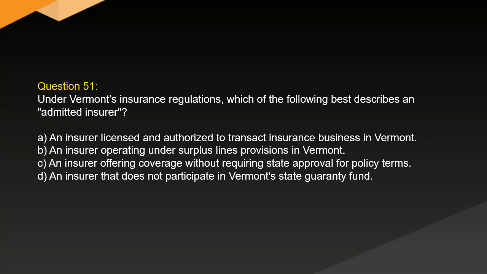Question 51. Under Vermont's insurance regulations, which of the following best describes an admitted insurer? A. An insurer licensed and authorized to transact insurance business in Vermont. B. An insurer operating under surplus lines provisions in Vermont. C. An insurer offering coverage without requiring state approval for policy terms. D. An insurer that does not participate in Vermont's State Guarantee Fund.